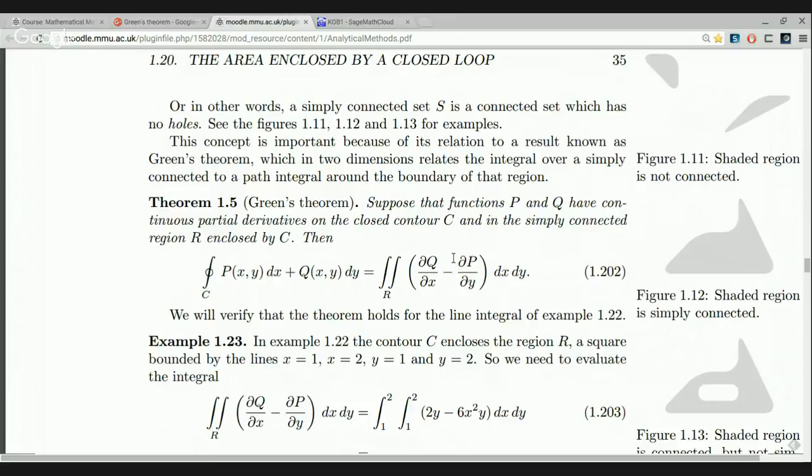So now I'll examine the right-hand side and show that it's exactly equal to this. Okay? So now examine the right-hand side. Well, what's the right-hand side? The right-hand side is equal to the double integral over R of dq dx minus dp dy, dx dy.